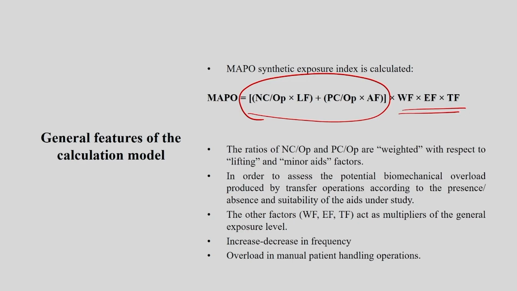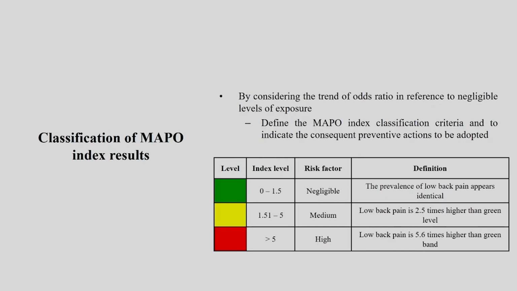And overload in manual patient handling operations can be evaluated through this particular formula. Once we have any index, definitely we need to compare it with some kind of value. So, this is the level by which you can compare.